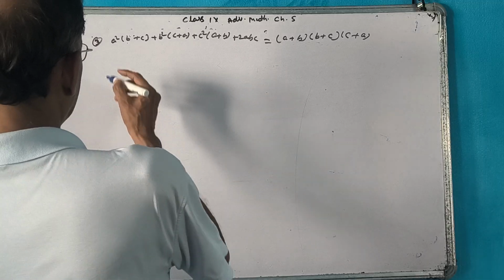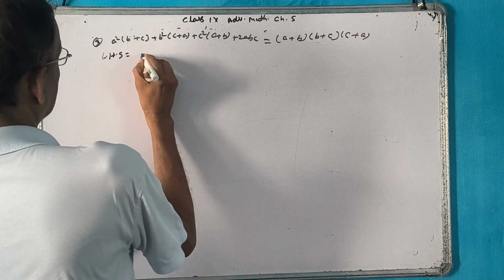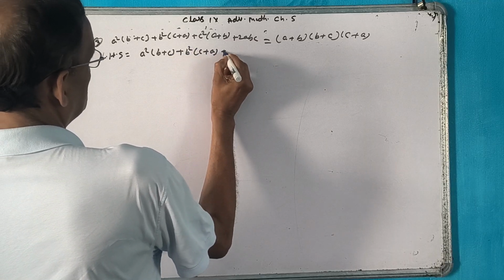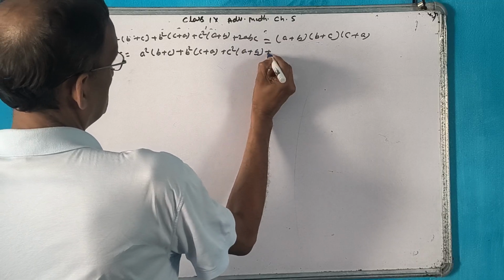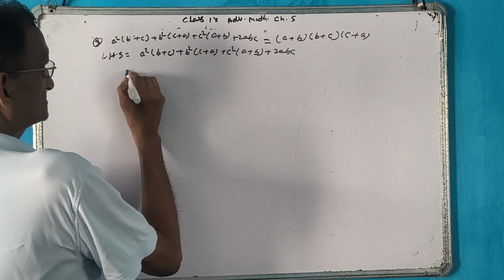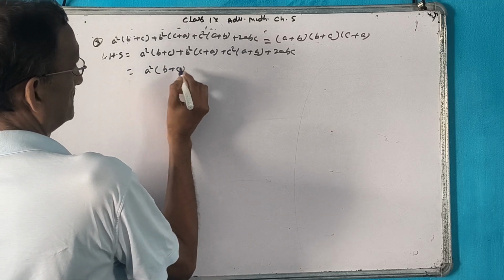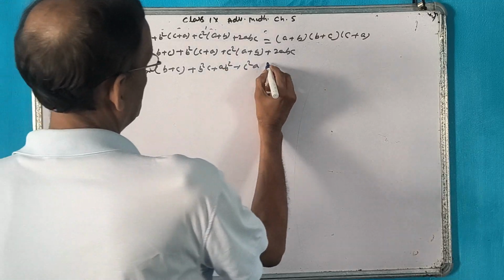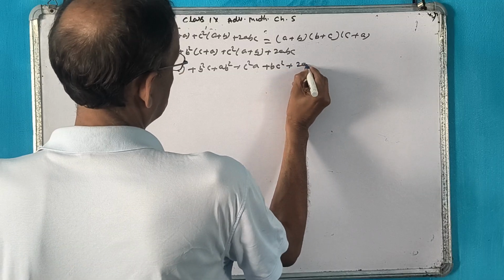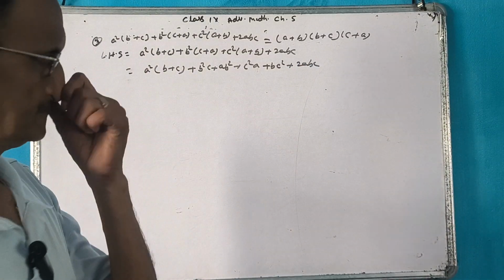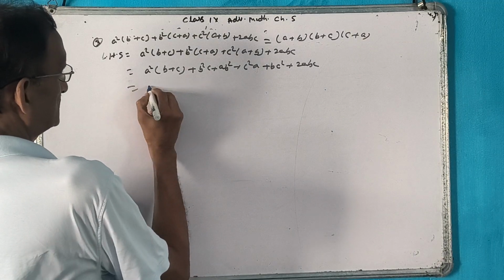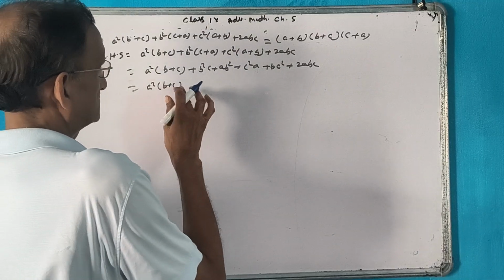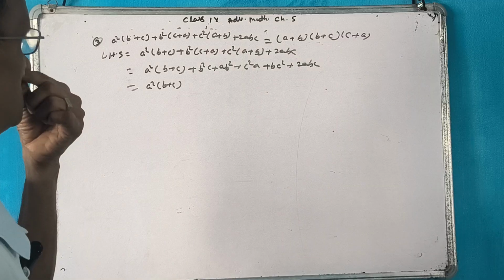So start the proof, take the left hand side. A square into B plus C plus B square into C plus A plus C square into A plus B plus twice ABC. First term leave as it is, okay? And remove the bracket: B square C plus AB square plus C square A plus BC square plus twice ABC. Almost similar only. You understood why we have left this? Because the other three we try to convert in terms of B plus C.